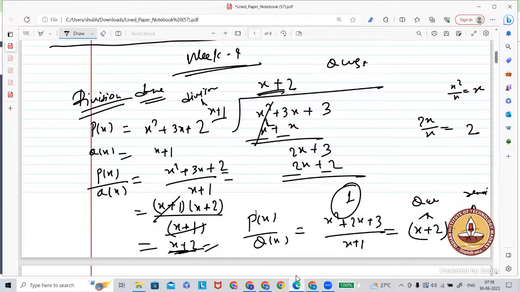And now you are not able to perform the division further. The reason is the degree. This is a constant polynomial, so the degree of this polynomial is lesser than the degree of the divisor. The degree of the divisor is 1. But what is the degree of this polynomial?